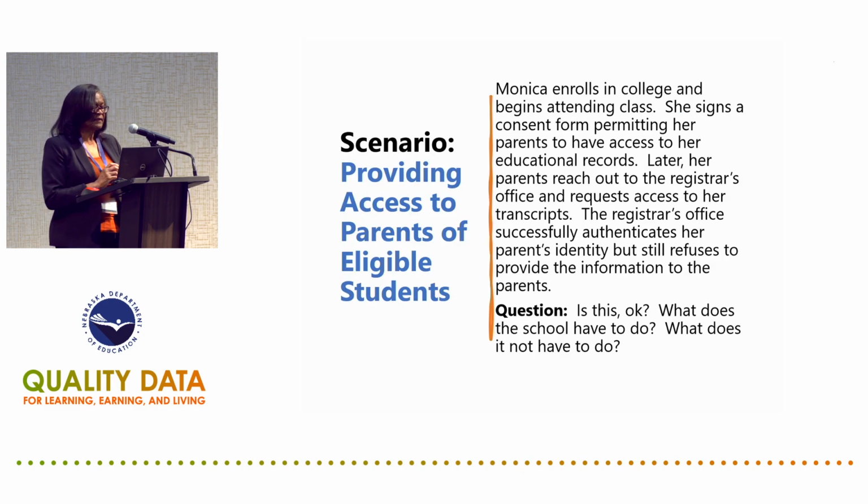Another scenario. Monica enrolls in college and begins attending class. She signs a consent form permitting her parents to have access to her education records. Later, her parent reaches out to the registrar's office, now this is at the college, and requests access to her transcripts. The registrar's office successfully authenticates her parent's identity, but still refuses to provide the information to the parents. Is this okay? What does the school have to do? What does it not have to do? Now, this is a scenario of dual enrollment. Students enrolled in high school, students enrolled in college now. So how do we solve this?